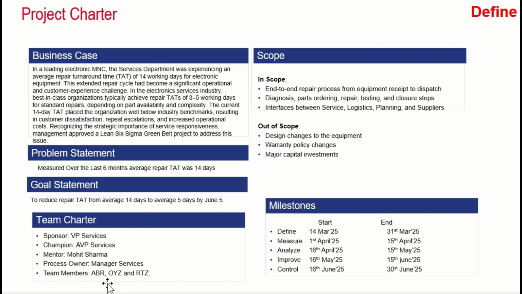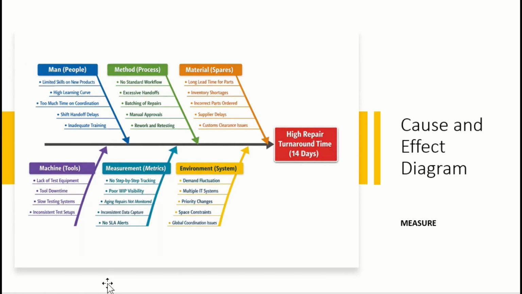Once they had created the project charter and formed the team, the first thing that they did was a brainstorming session. The head of the fish, if you look at it, is the high repair turnaround time, and they had man, method, material, machine, measurement, and environment as the causes of this particular problem. Under that, they had defined sub causes. For example, under man, they had limited skills on new product, high learning curve, too much time on coordination, shift handoff delays, and inadequate training as some of the sub root causes under the man or people header.